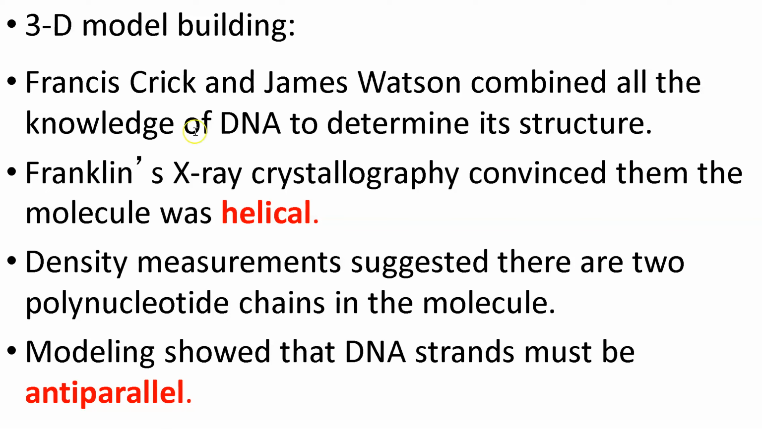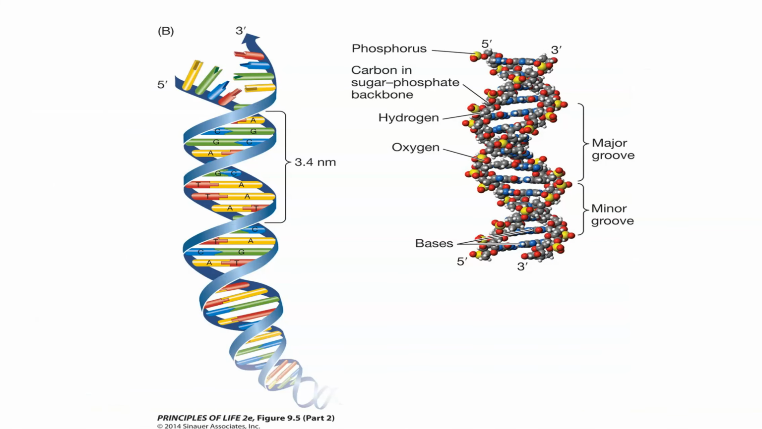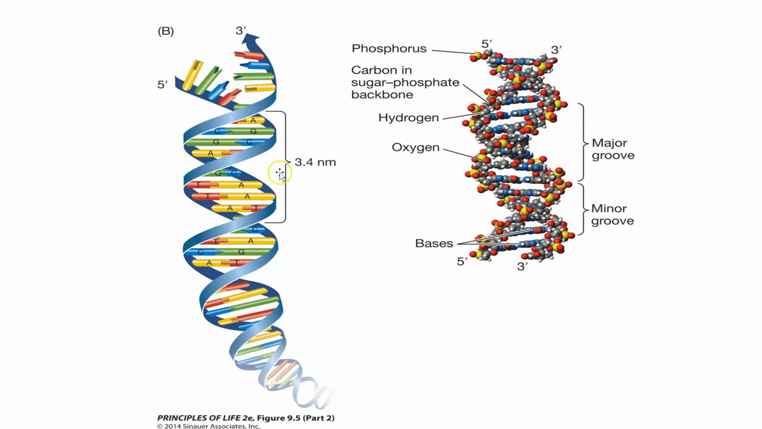Crick and Watson combined all the knowledge of DNA to determine its structure. So Franklin's X-ray crystallography convinced them it was helical. Density measures suggested there are 2 polynucleotide chains in the molecule, and so modeling showed that they must be anti-parallel, like a highway. They go in opposite directions. And so here's that picture again. And so here's DNA, 3' and 5'. So here's just a picture of DNA in a textbook. You can see the helix going around and around and around, oxygen, hydrogen, phosphorus, lots of different elements.